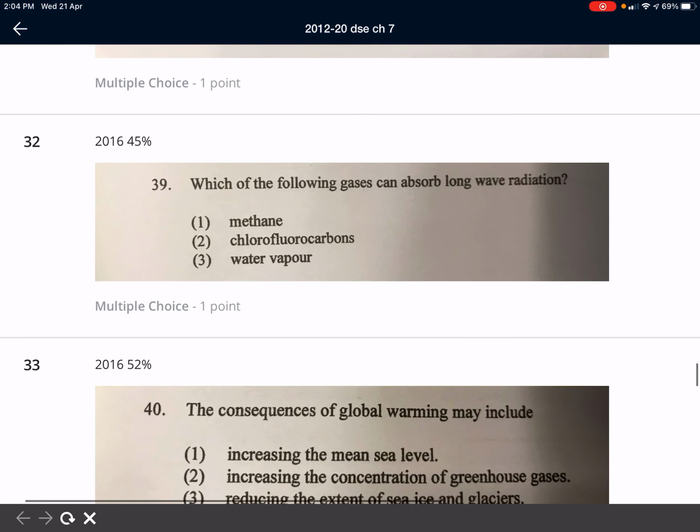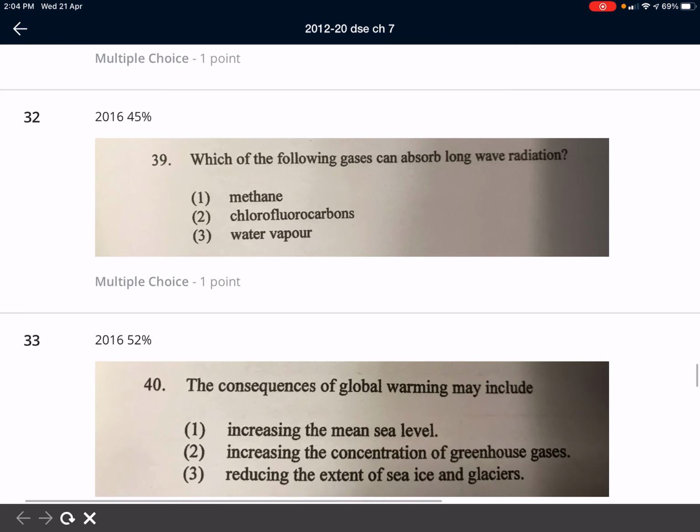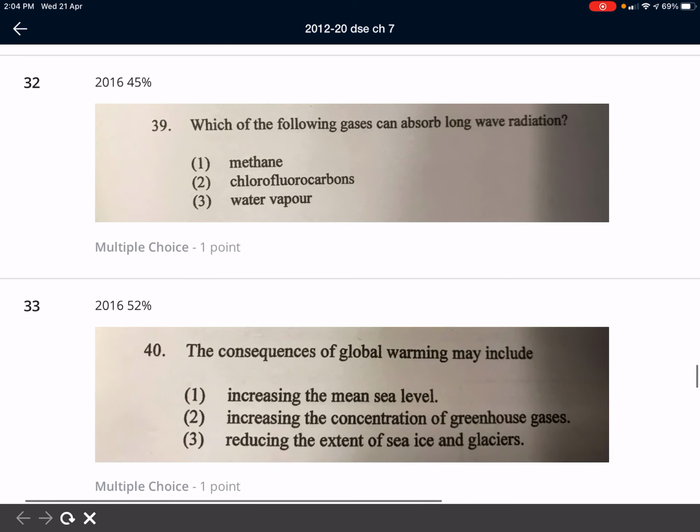Okay, which of the following gases can absorb long wave radiation? Methane, chlorofluorocarbon, and water vapor. You have seen this for the third time already throughout this video. Okay, so can you answer? 1, 2, 3 are all greenhouse gases. Okay, don't say chlorofluorocarbons or water vapor or methane is not a greenhouse gas. All of them are greenhouse gases.